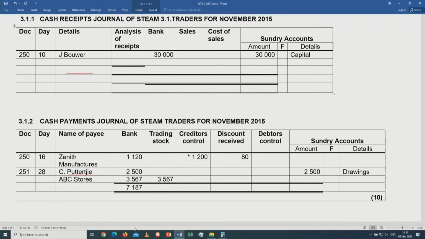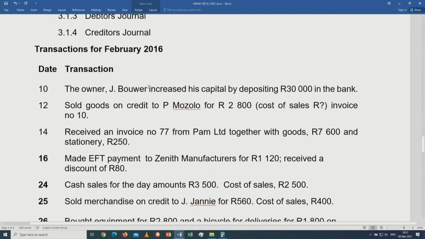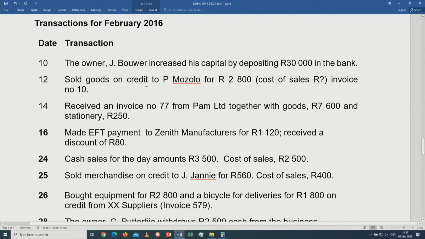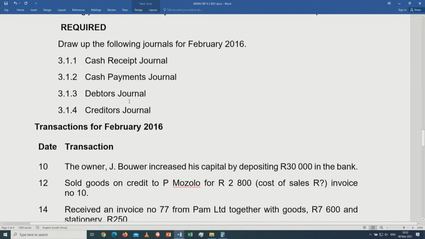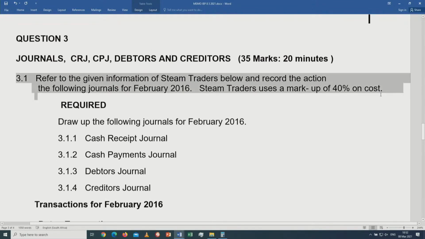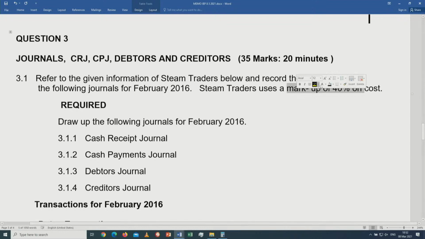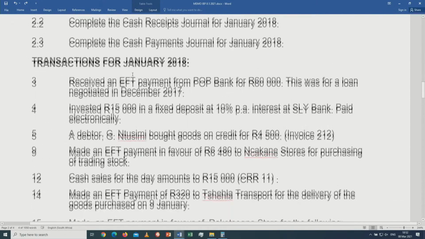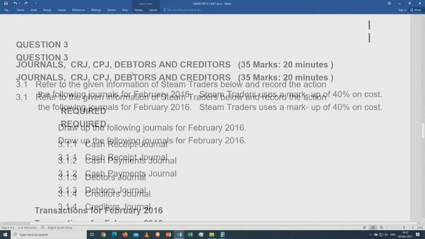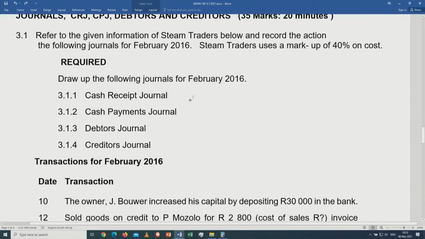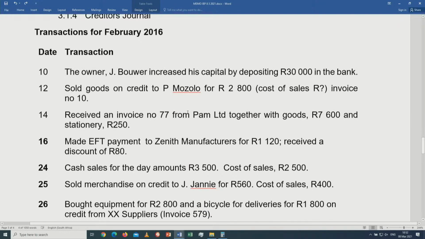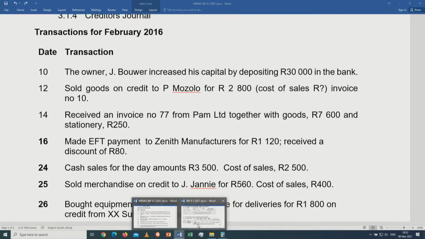Then let's go to the second transaction. It says, sold goods on credit to P. Mozolo for 2,800. The cost of sales, you must look for it. The invoice is number 10. Cost of sales, we'll have to look up for our markup. You see, in this case, the markup is 40%. So it is very important, colleagues, before you introduce learners in grade 10 to journals, you can even do smaller activities, just the calculation of markup. You give them figures, then they must calculate markup so that they can understand it easily, and then they won't struggle when they are writing it.